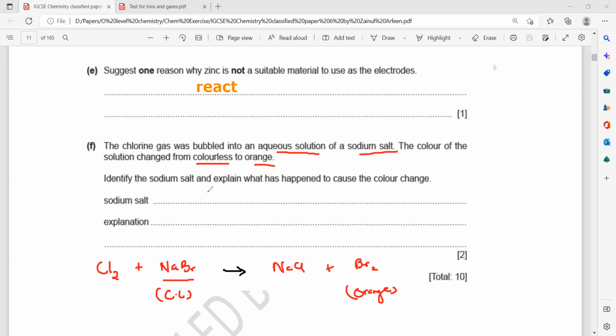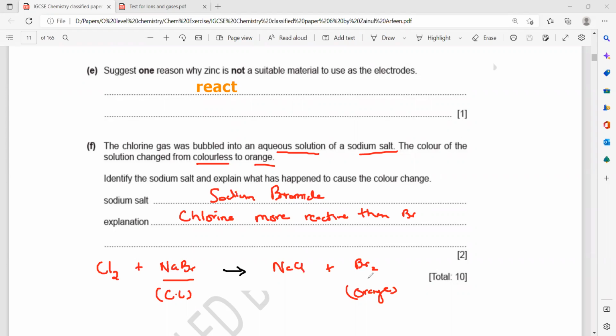So what is this sodium salt? This sodium salt is sodium bromide. And what is the explanation? Because chlorine is more reactive than bromine, so it will displace the bromine out from the compound.